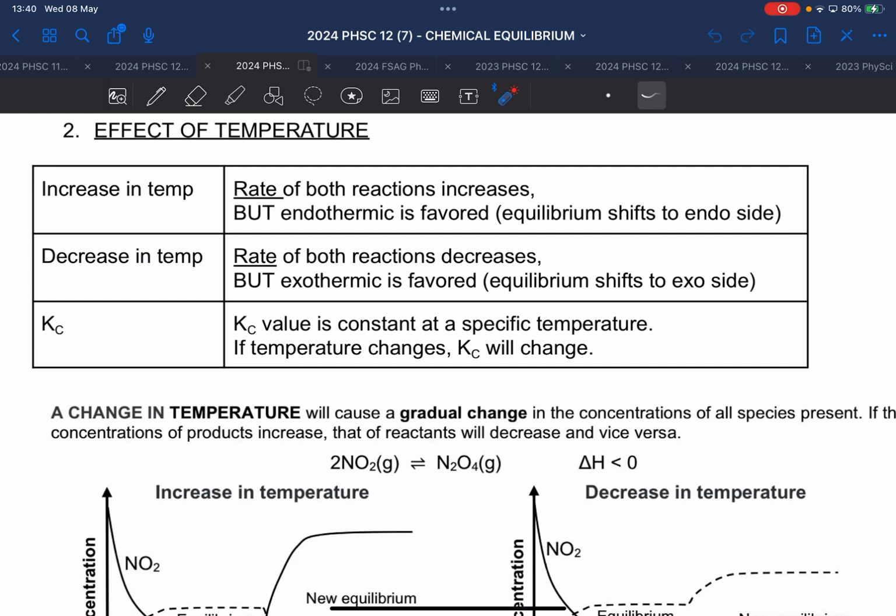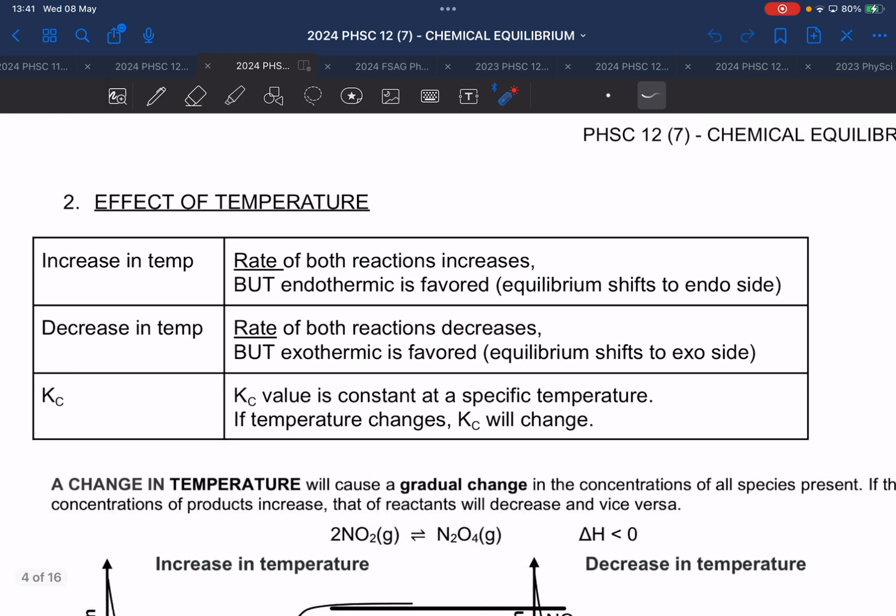The forward reaction will be exothermic. A backwards reaction will be endothermic, because it uses more energy, and exo gives away. So the forward one is exothermic, and the backwards one will be endothermic. Do you understand that? Simple enough to remember.